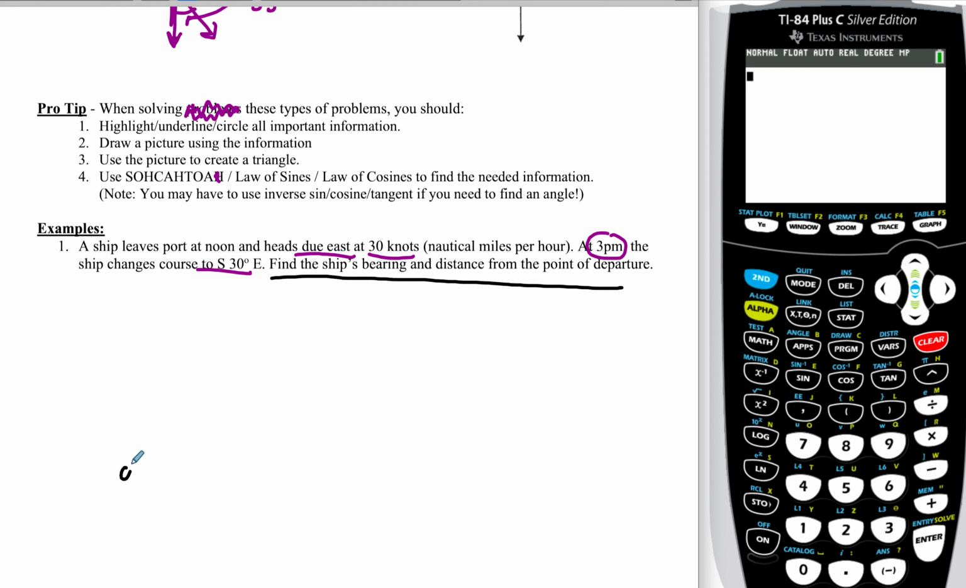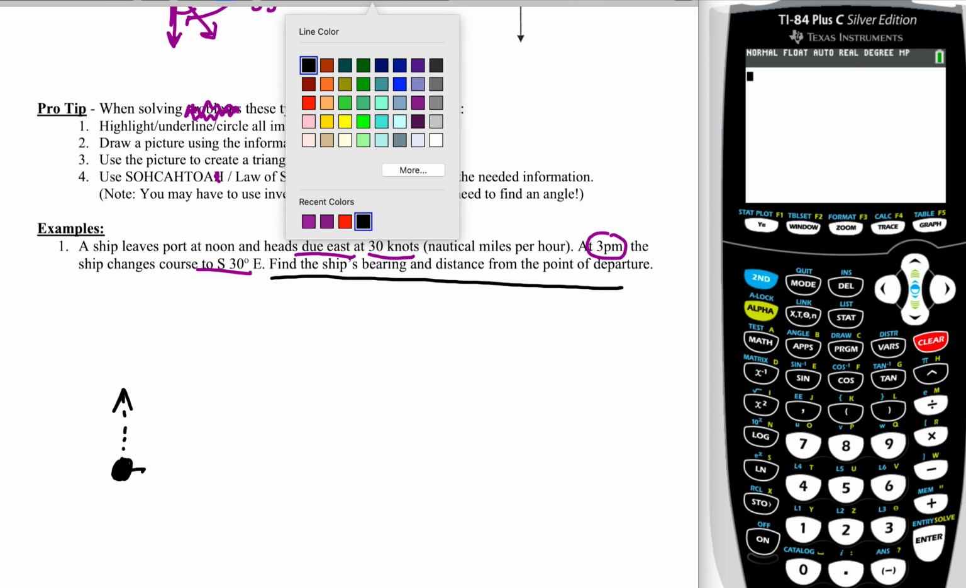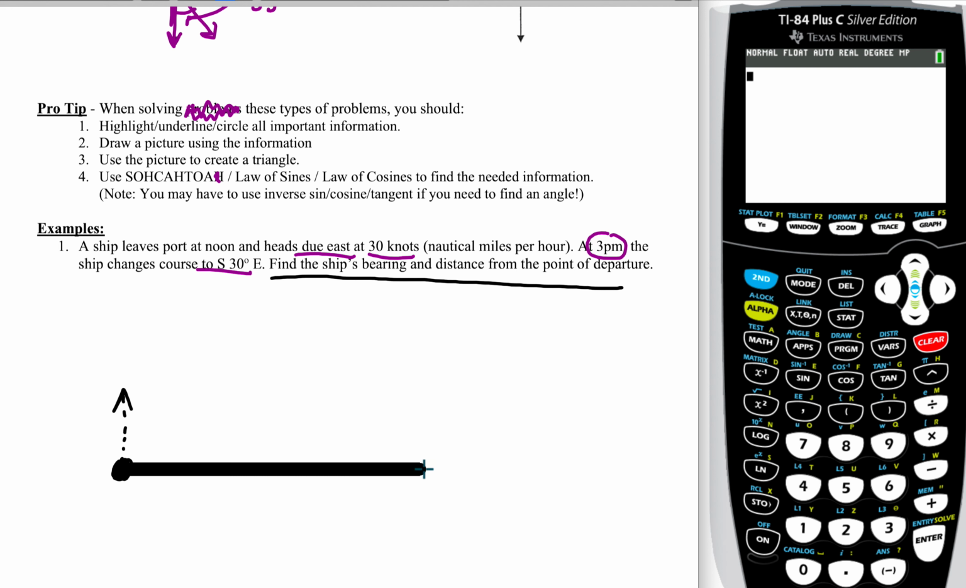Okay, so let's start with our ship here. Right, here's my north line. And so we're going to start by heading due east. And as you might have seen me do in some previous videos, I'm going to use the built-in Smart Notebook line to help me out there. Okay? All right, and then what we know is that, let's say that this is where the ship is at, okay, at 3 p.m.